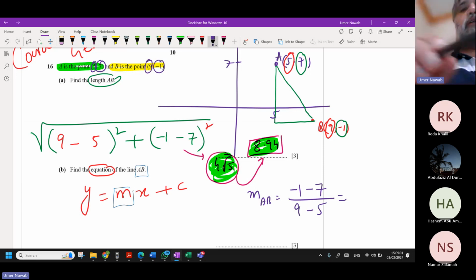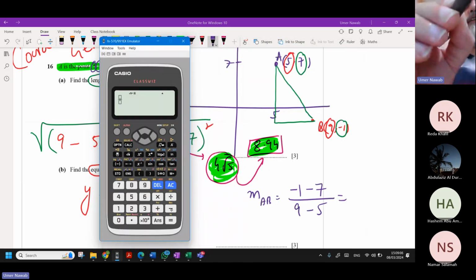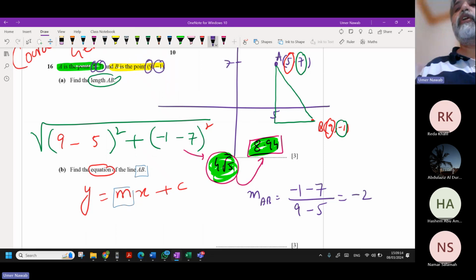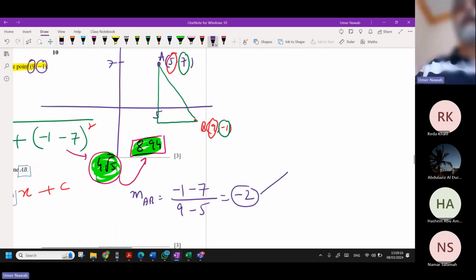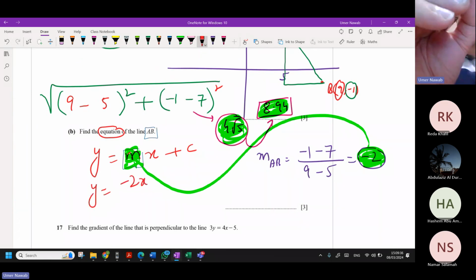I'll write it down. Now copy it in the calculator. I'm going to write here -1 -7 on the top and 9 -5 in the denominator. I write it and my gradient is -2. If the examiner asks me a perpendicular line, then my opposite reciprocal of -2 is 1/2. But he is not talking about perpendicular. I'm not going to go with perpendicular. So I just need to stay with my gradient, which is -2. I'm going to plug my -2 here, in the place of the gradient, so y = -2x + c.